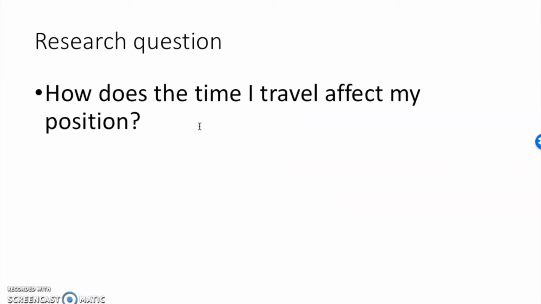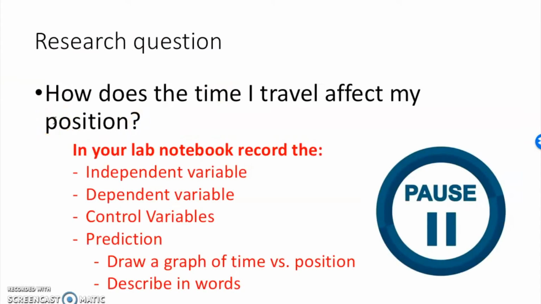So in this lab, we're going to be investigating how does the time I travel affect my position? That's going to be our research question. And so right now I want you to pause the video and in your lab notebook record our independent variable, dependent variable, control variables, and make a prediction for what you think a graph of time versus position would look like. You might describe that relationship in words, but have some type of prediction. Oh, and you should also write down your question. So go ahead and pause the video and then come back when you're ready to start thinking about procedures.